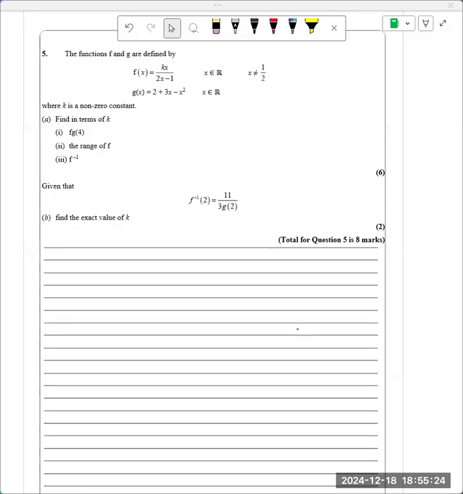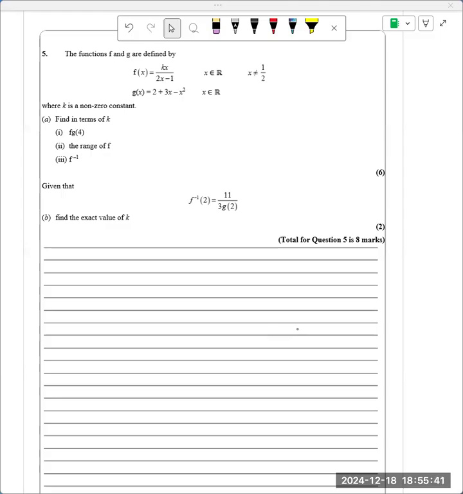Right, question 5 is a question about functions, composite functions, inverse functions. Wasn't too bad. Well, I say that. The first part wasn't too bad. It fell apart a little bit after that. So, anyway, let's get into it.